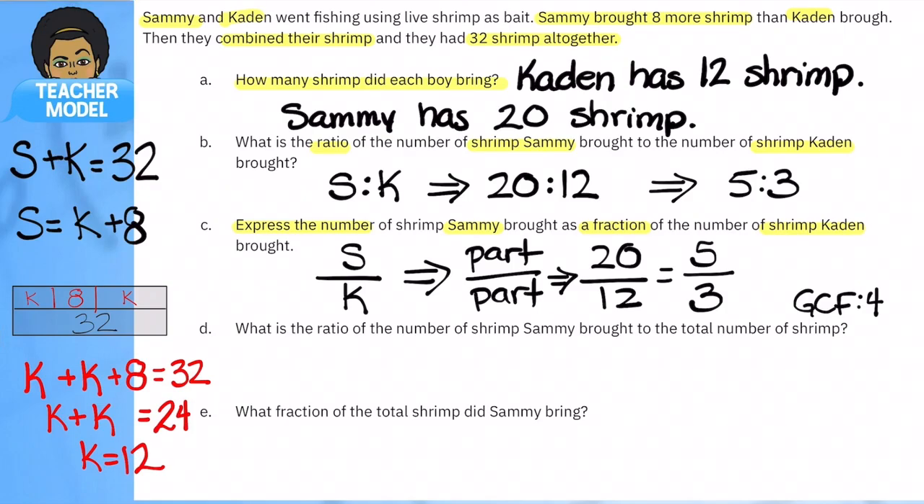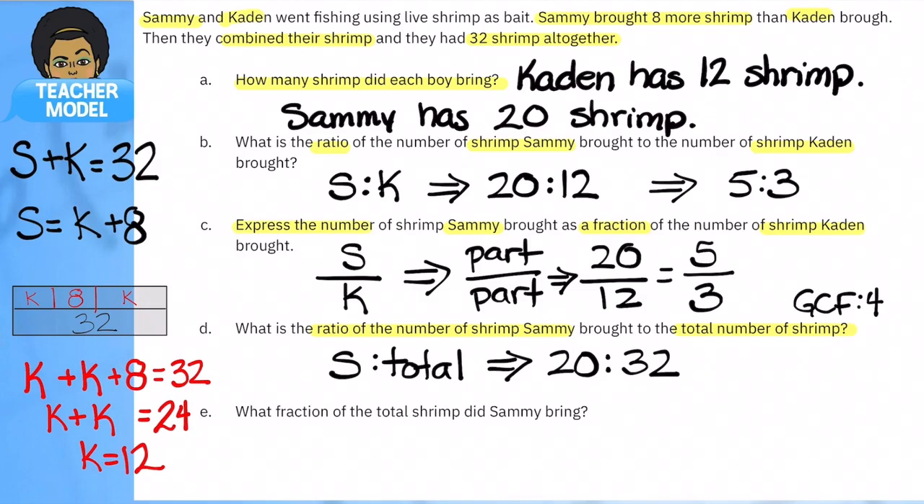All right, so let's look at the last part. The ratio of the number of shrimp Sammy bought to the total number of shrimp. Okay, so I want Sammy's to the total. So I need to know all together how many. All right, so we know Sammy had 20, and we know the total was 32. So that is part to total.